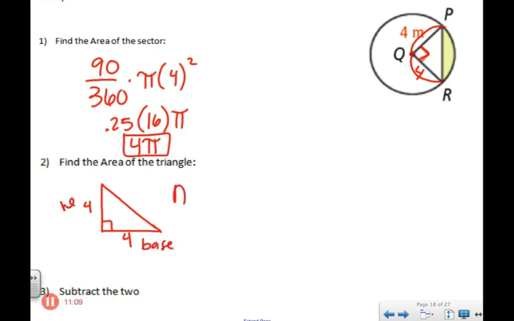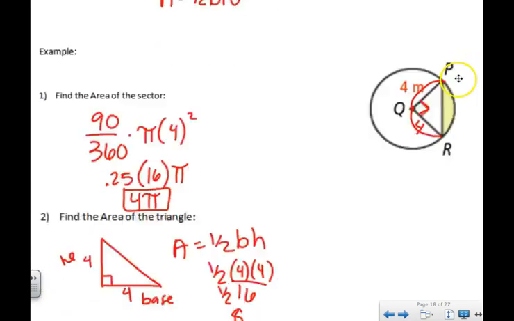Okay, so you're just going to plug it in. Area is 1/2 the base times the height. So half of 4 times 4. 4 times 4 is 16. Half of 16 is 8. Okay, so that area of the triangle is going to be 8.